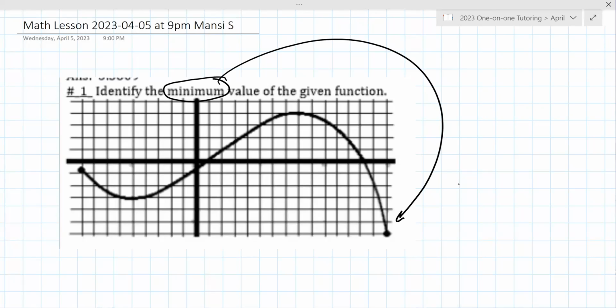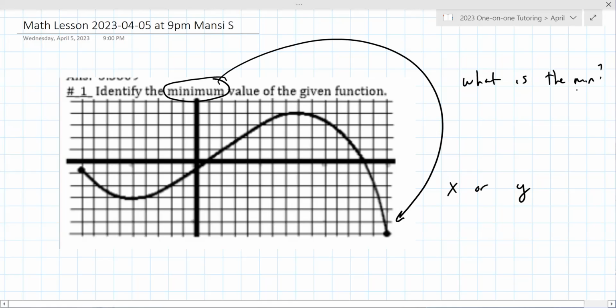The question is, is it asking for the X or the Y? This is interpreted as what is the minimum, not where is the minimum. So what is the min is the Y value. If it asked where is the min, that is the X value. All right, so we want the Y value here.